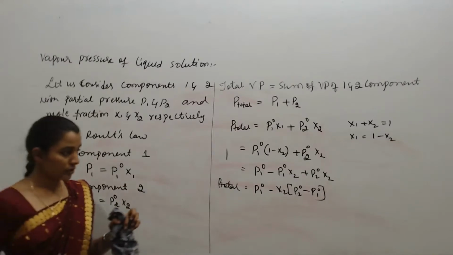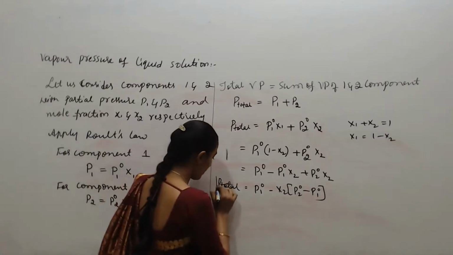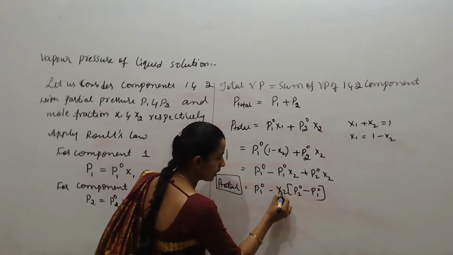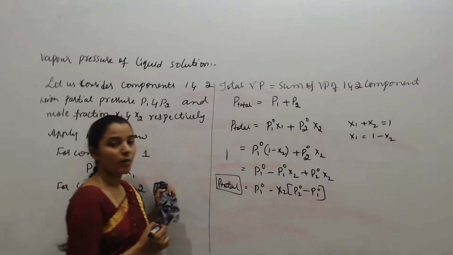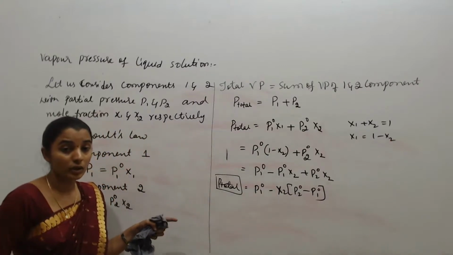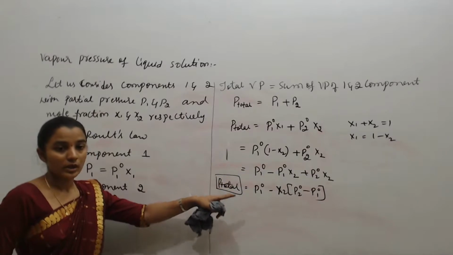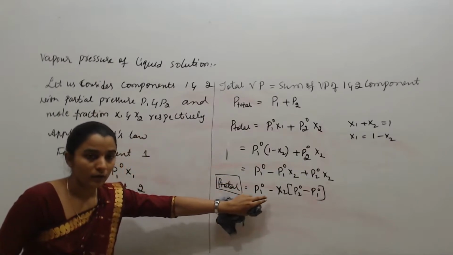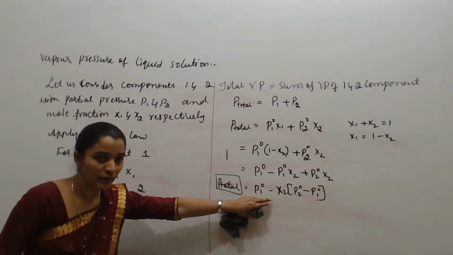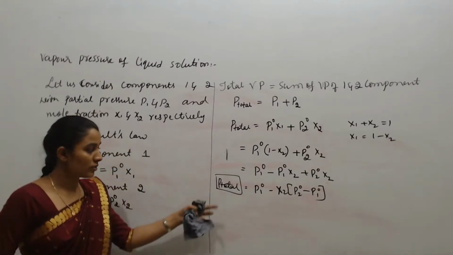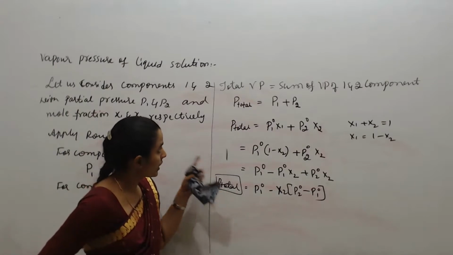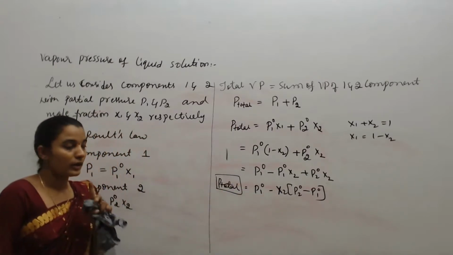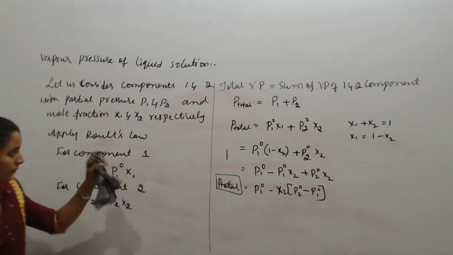Okay students, here you will come to know the following conclusion: the total vapor pressure of the solution depends on what? Only the mole fraction of one component. It varies with only the mole fraction of the second component. In the equation, X1 is not there, the mole fraction of the first component is not there. So the vapor pressure of the entire liquid depends only on the mole fraction of one component. Okay, so this is the equation.